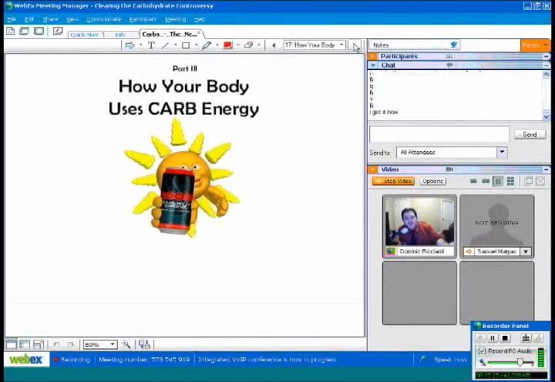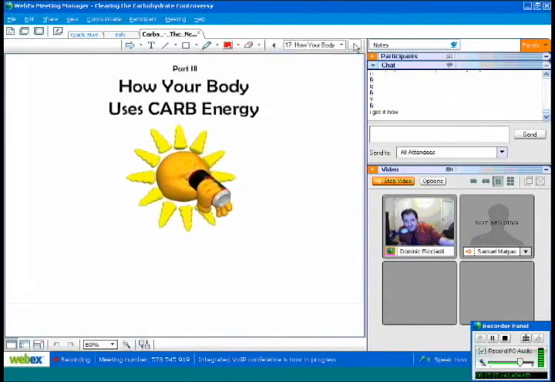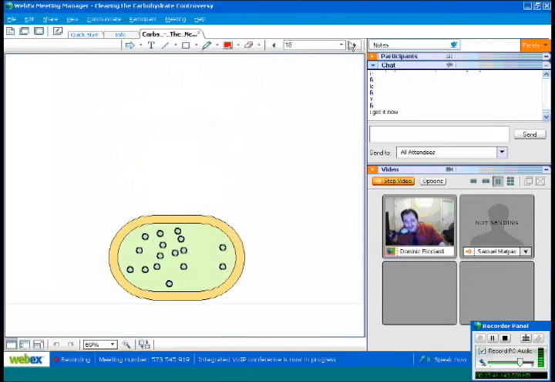So how do we use carbohydrate energy? What happens to us when we consume carbohydrate energy? So let's talk a little bit. Here's our cell again, and inside our cell we have a bunch of little circles. I want you to imagine that each one of these little circles represents one glucose, or one sugar.